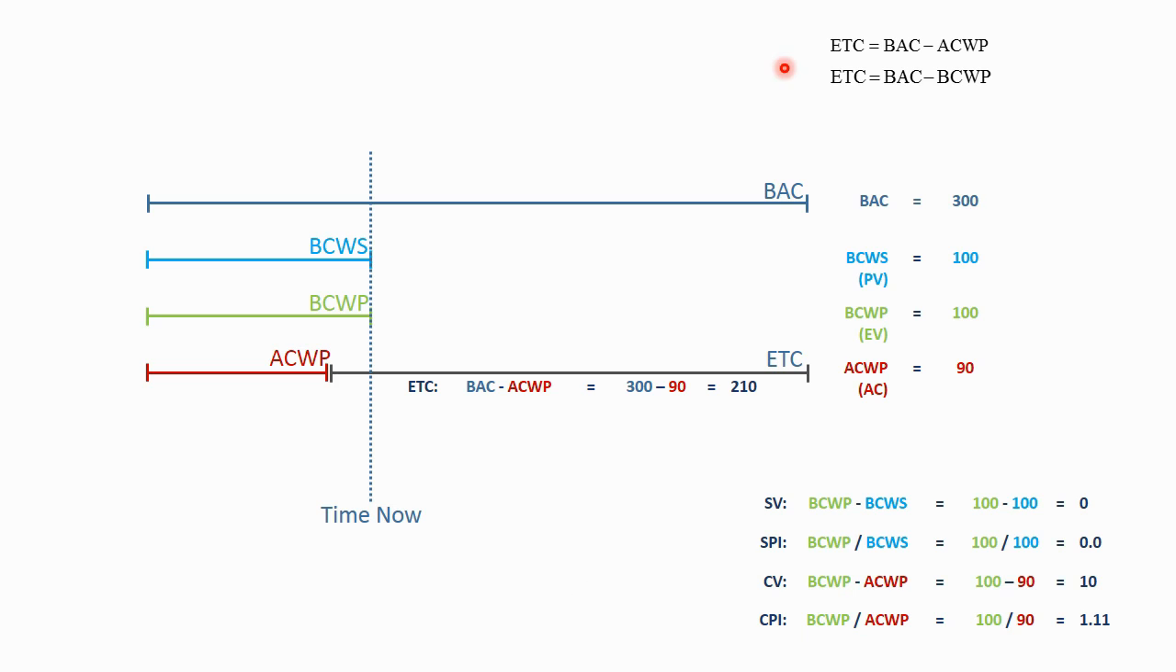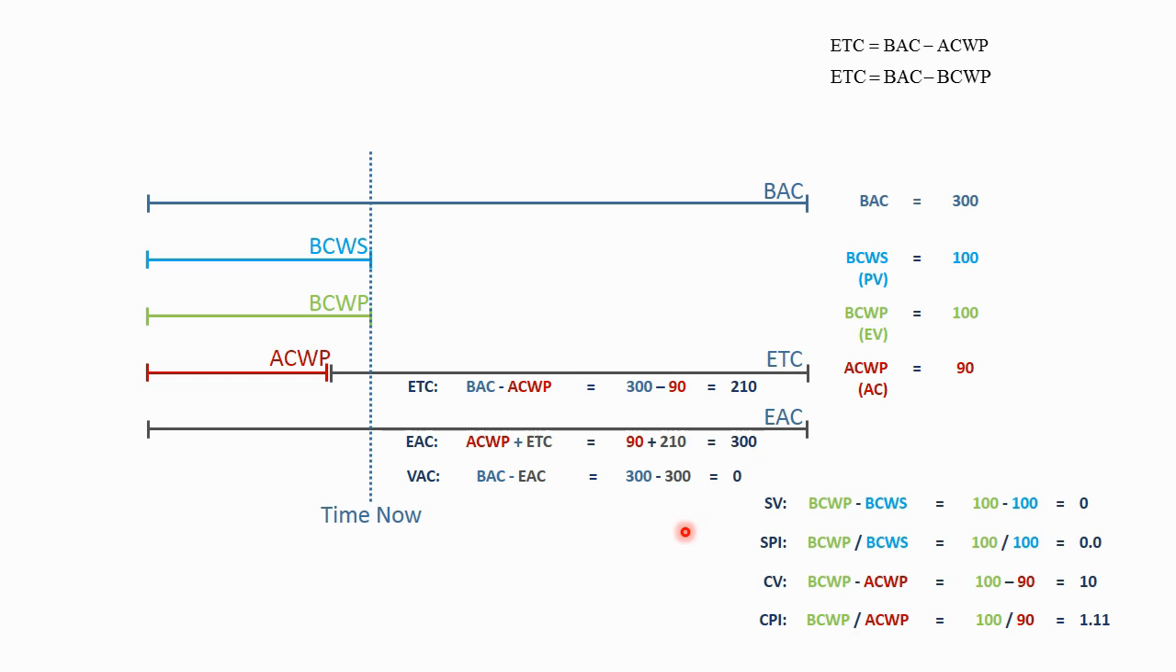The estimate to complete computed in this simple formula is simply the budget at completion minus the actual cost of work performed. 300 hours minus 90, there's 210 hours left in the budget. And likewise, the estimate at completion is the actual cost of work performed plus the estimate to complete. 90 plus 210 is 300, and there's no variance because the budget at completion equals the estimate at completion. 300 minus 300 is 0.